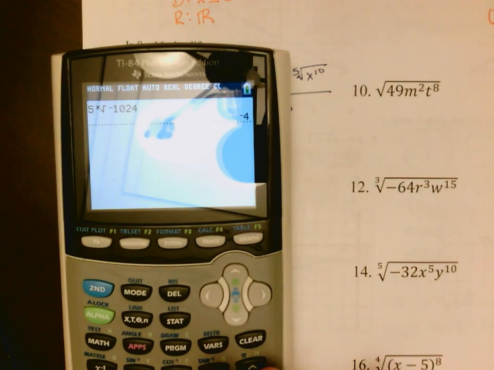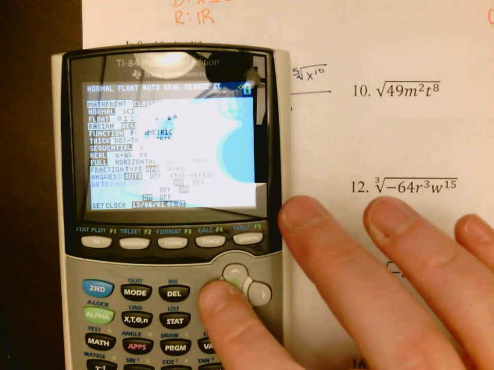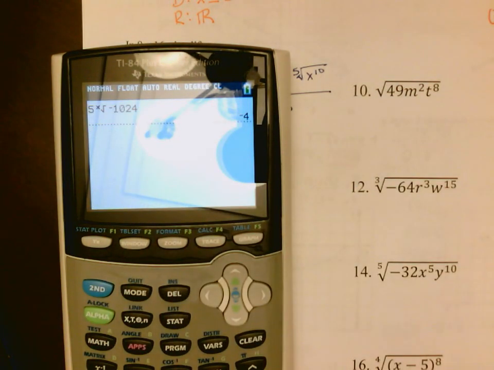Now, I don't know if my mode's in classic, so I don't have parentheses, and I just do one of these at a time if I use my calculator. I honestly don't do that. I do -1024 to the 1/5. We have not taught you that yet, but I kind of brought that up before. But that's what I do.